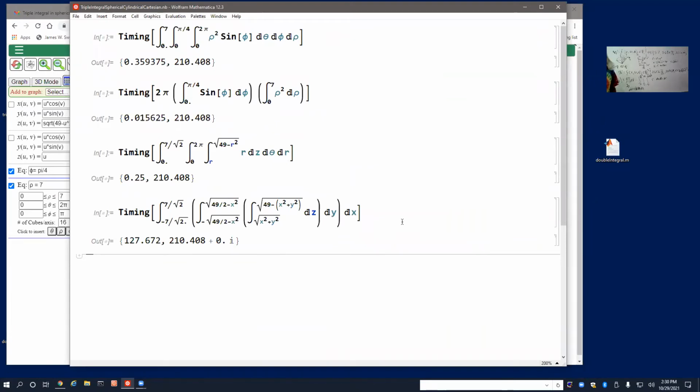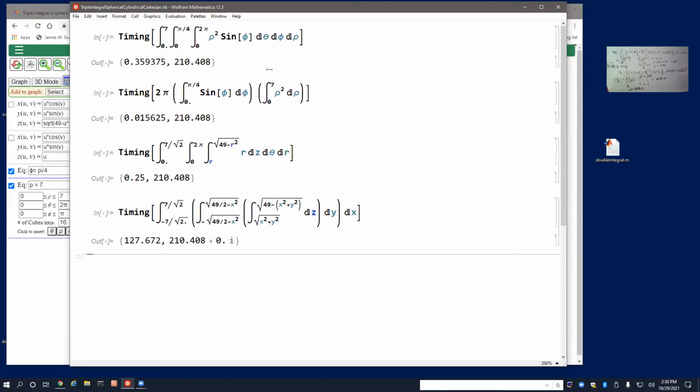We have the first one that I did, I went from 0 to 7, 0 to pi over 2, 0 to 2 pi, and I got a number for that. And here's the integral I just did, r dz d theta dr. r goes from 0 to 7 over square root of 2, theta goes from 0 to 2 pi, z goes from r to 49 minus r squared. And if you set it up with Cartesian coordinates, you get this gross expression.